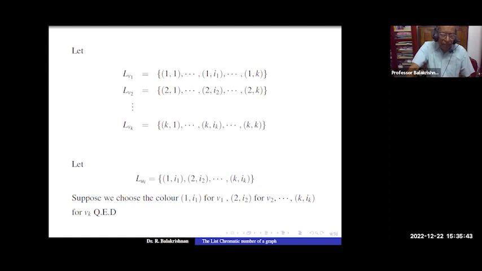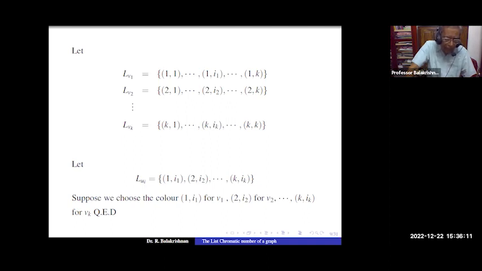This is the bag that is given to the vertex V1. Suppose I want to pull out some color and color it. Suppose I pull out one, I say 1I1. The second one I pull out, say 2I2. The last one I pull out, KIK. Then here at the bottom, you have the list 1I1, 2I2, KIK for the vertex UI. That's how we have defined it.